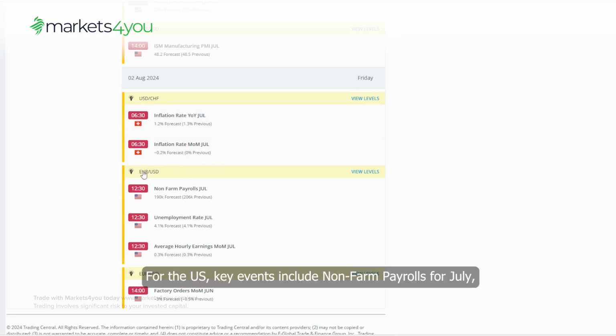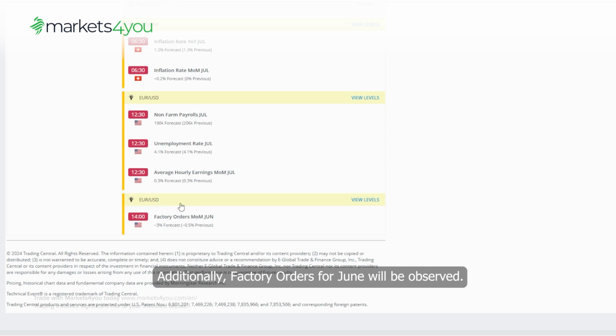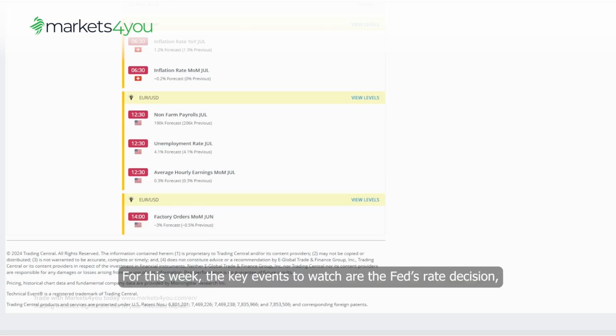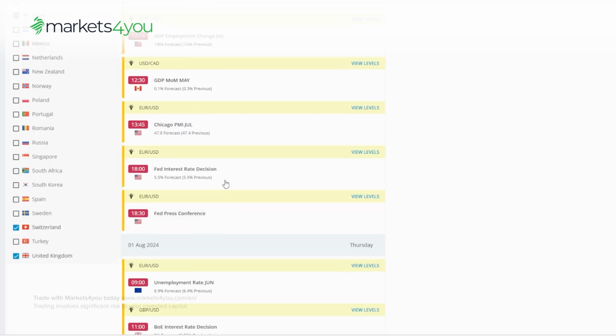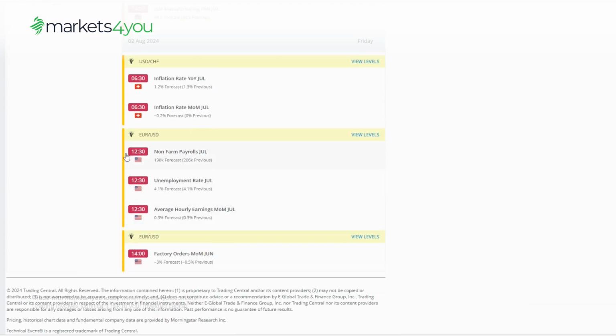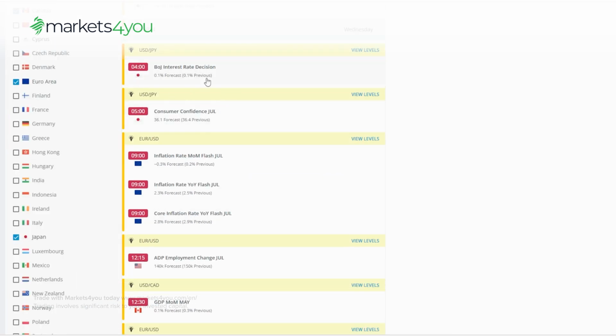For the US, key events include non-farm payrolls for July, the unemployment rate for July, and average hourly earnings for July. Additionally, factory orders for June will be observed. For this week, the key events to watch are the Fed's rate decision, the employment data from the US highlighted by the non-farm payrolls report, and the interest rate decisions from the Bank of England and the Bank of Japan.